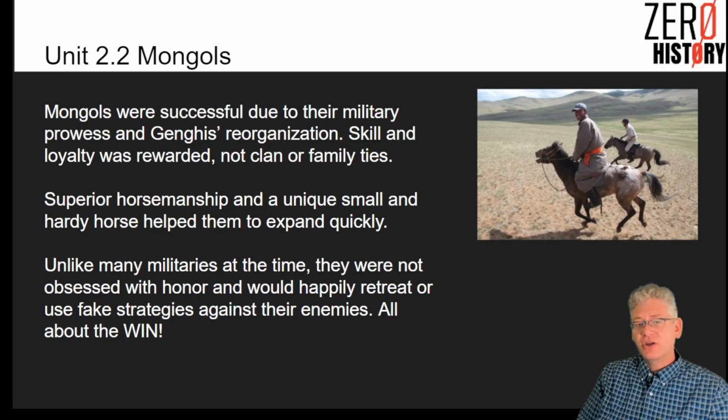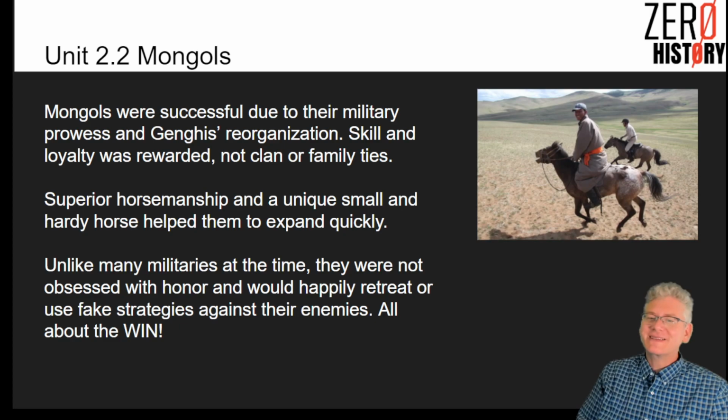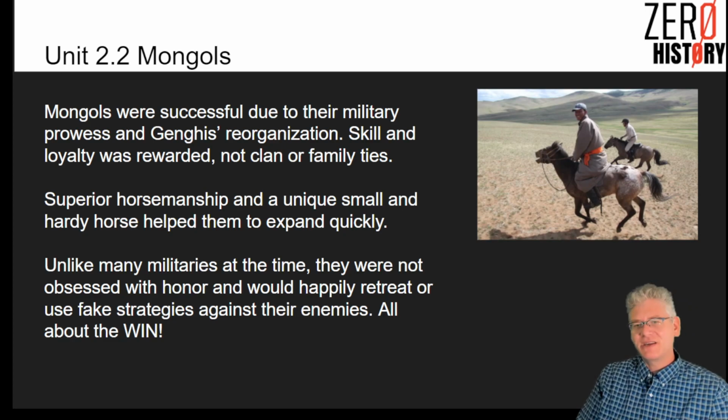A unique, small, and hardy horse also helped them to expand quickly. I've often used the phrase Mongol ponies, which makes it sound sort of silly, my little Mongol pony. But that's kind of what they are. This picture up here shows a modern example. These are not huge horses. You don't want huge horses on these big plains. You need more food and water for huge horses. The taller they are, the less shaggy they are, the colder they're going to get. So these small, hardy little horses are the ones that they use. They have a lot of endurance.